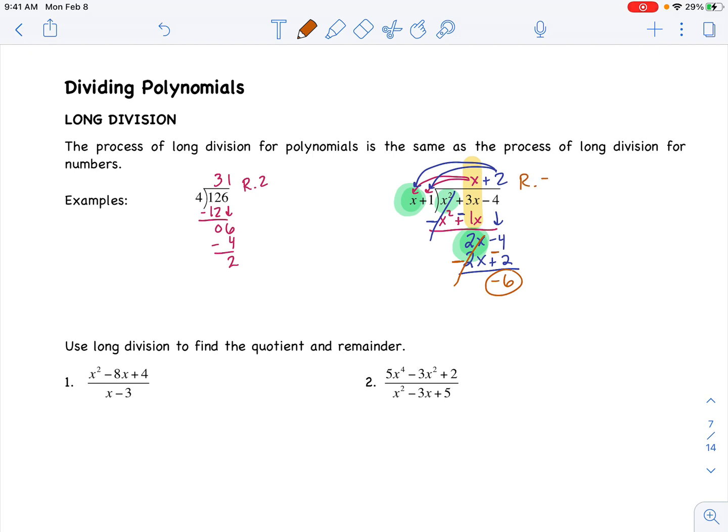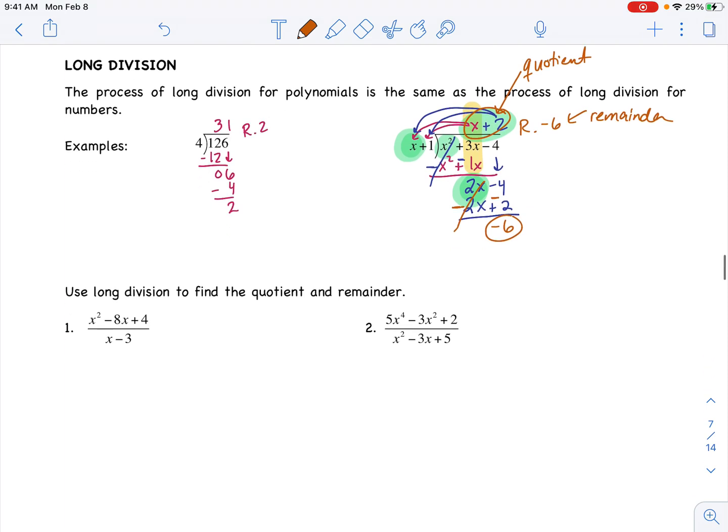That's my remainder. Again, on these problems, we're just going to leave the remainder. And so my quotient would be x plus 2, remainder of negative 6. And that's it. Okay, so again, this terminology, this is called the quotient. This is obviously the remainder. And those are the important ones. All right, so we're going to practice a few examples here and see how you do.